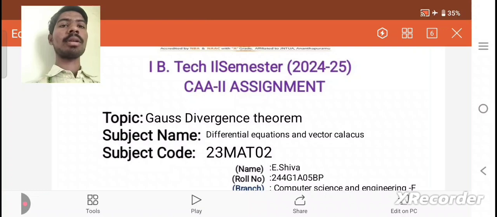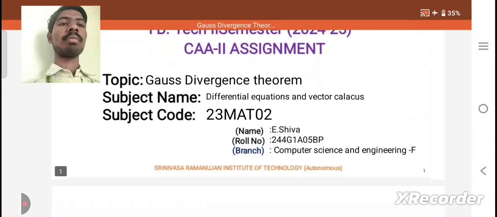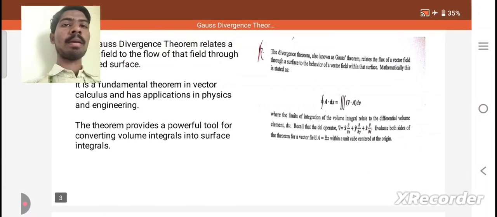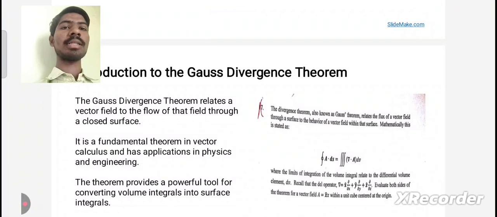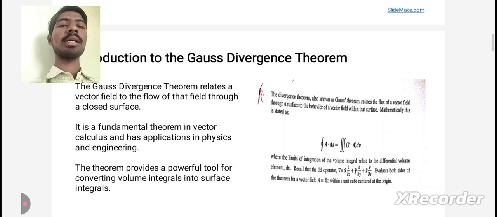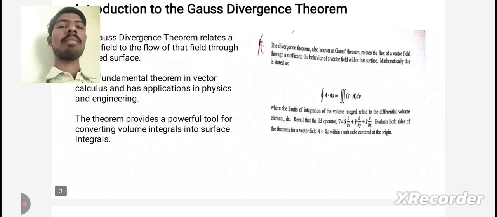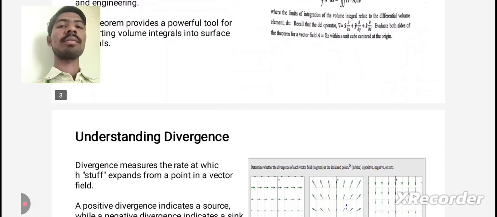My topic is the Gauss divergence theorem and an example. Introduction to the Gauss divergence theorem. The Gauss divergence theorem relates a vector field to the flux of the field through a closed surface. It is a fundamental theorem in vector calculus and has applications in physics and engineering. The theorem provides a powerful tool for converting volume integrals into surface integrals.